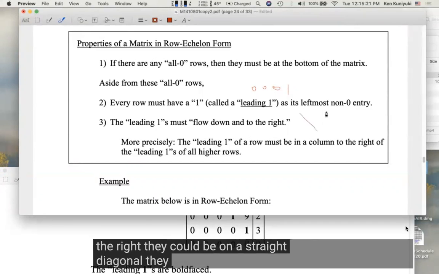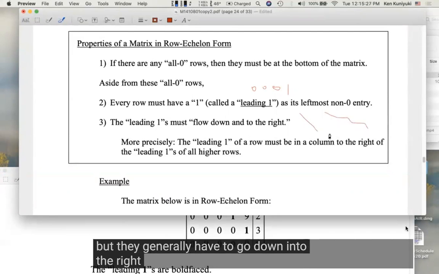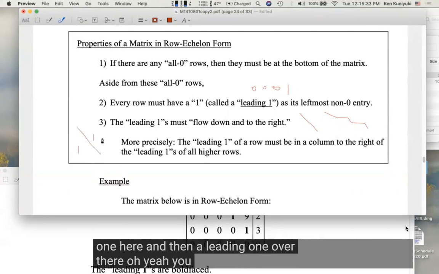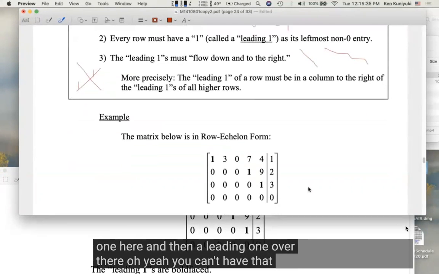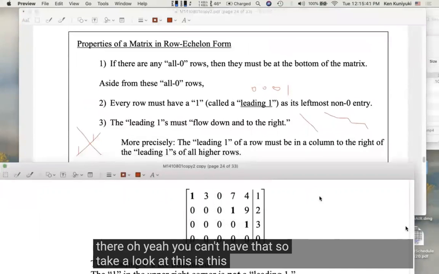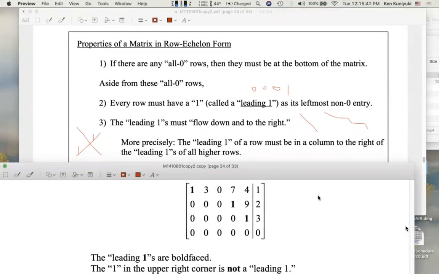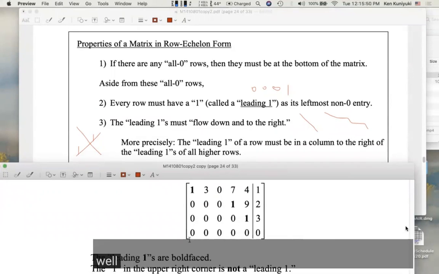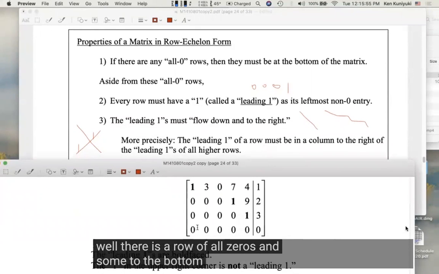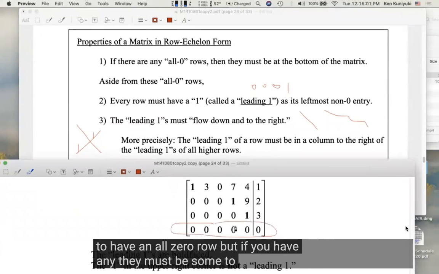They could be on a straight diagonal. They don't have to be on a straight diagonal, but they generally have to go down and to the right. You could not have a leading one here and then a leading one over there. Okay? You can't have that. So take a look at this. Is this matrix in row echelon form? Well, there is a row of all zeros, and sunk to the bottom. Again, you don't have to have an all zero row, but if you have any, they must be sunk to the bottom.